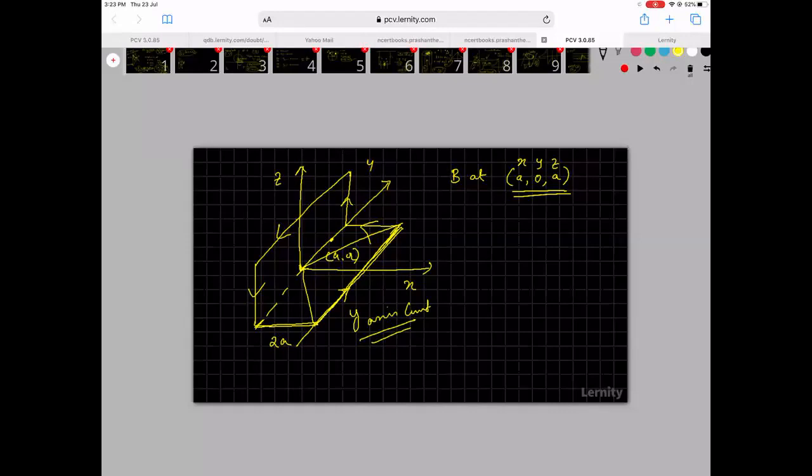So let us name these wires A, B, C, D, E, F. First I find out the magnetic field due to DC. The magnetic field due to DC is equal to mu naught I by 4 pi d. Now this is each wire, this is 2L. So this is 2L, this is L, this is L. This is 2L.